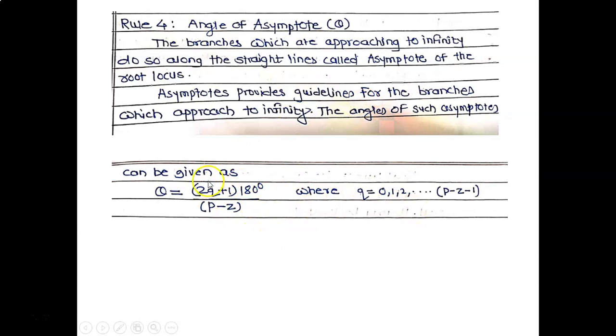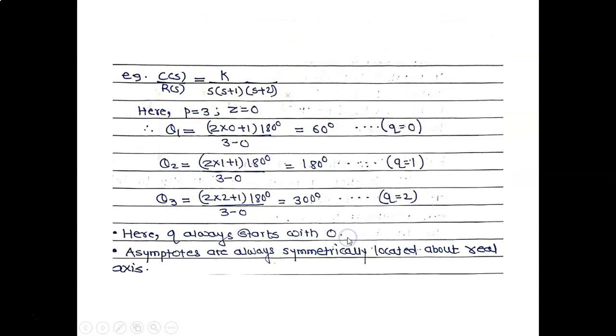Therefore angle of asymptote means what? We have to draw the angles, and whatever branches of the root locus we have to draw, we draw parallel to the angle of asymptote. This is the significance of angle of asymptote, that is root locus branches are generally parallel to the angle of asymptote.